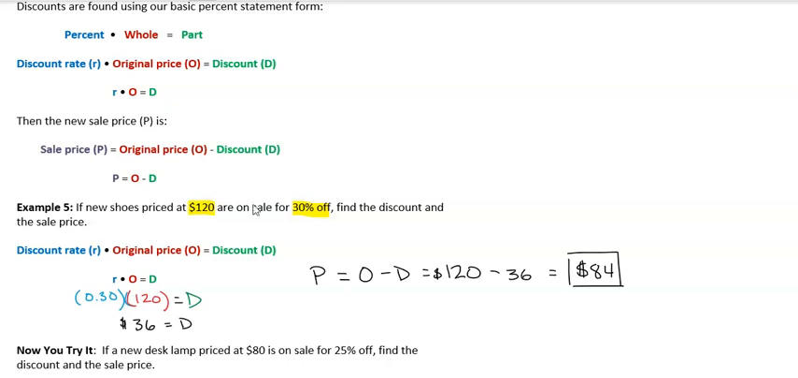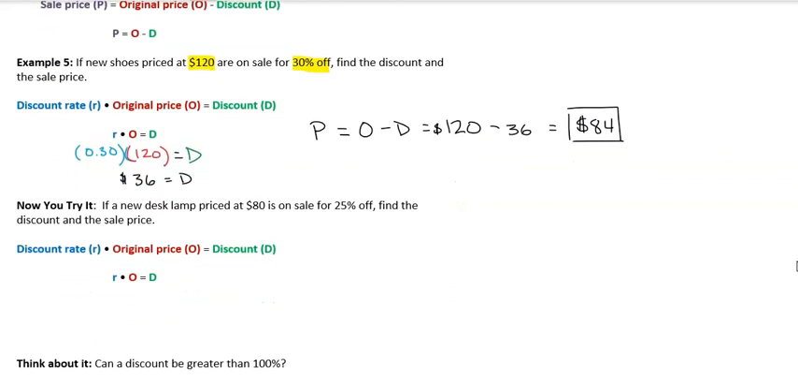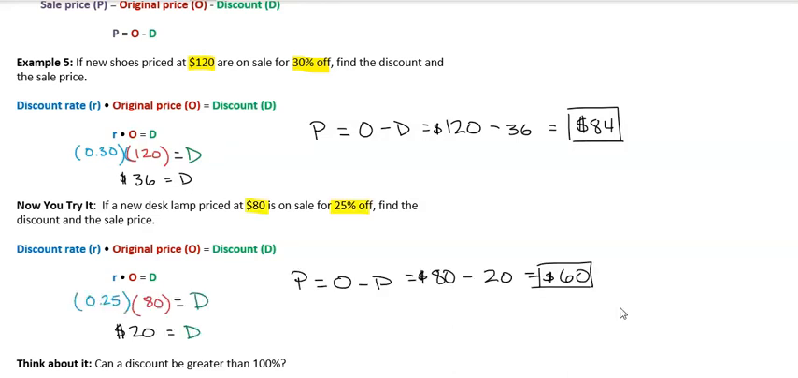All right, so now it's time for you to try it. So give this next one a shot. And I've got the formula for you sitting there. So just follow that, and then don't forget that you then have to find the new sales price. Okay, so you should take 0.25 of 80 is the discount, so that's $20. So the new price is the original 80 minus the discount 20, and that gives you $60. So the new price of the desk lamp is $60.